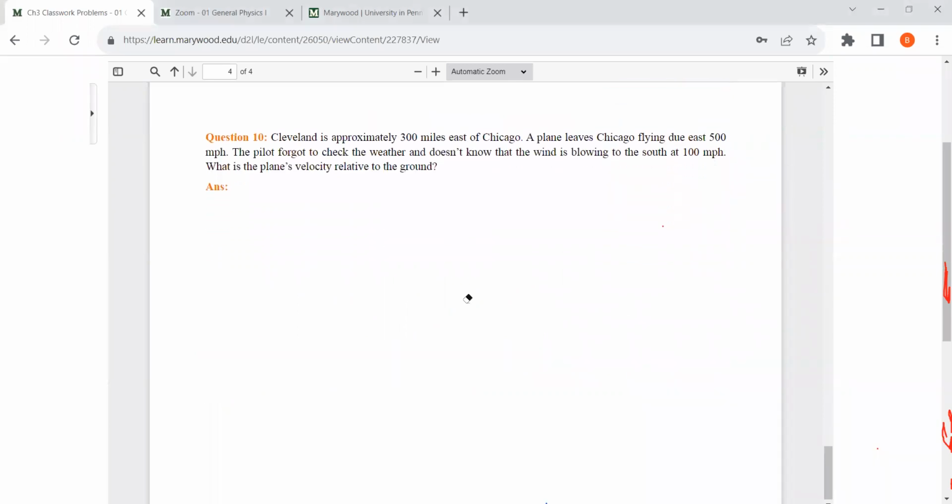All right, so the last problem for today's lecture is this one. This is very similar to the last problem, I mean problem number 9. It says that Cleveland is approximately 300 miles east of Chicago. So let's say Chicago is here. East means this side. So this is Cleveland.